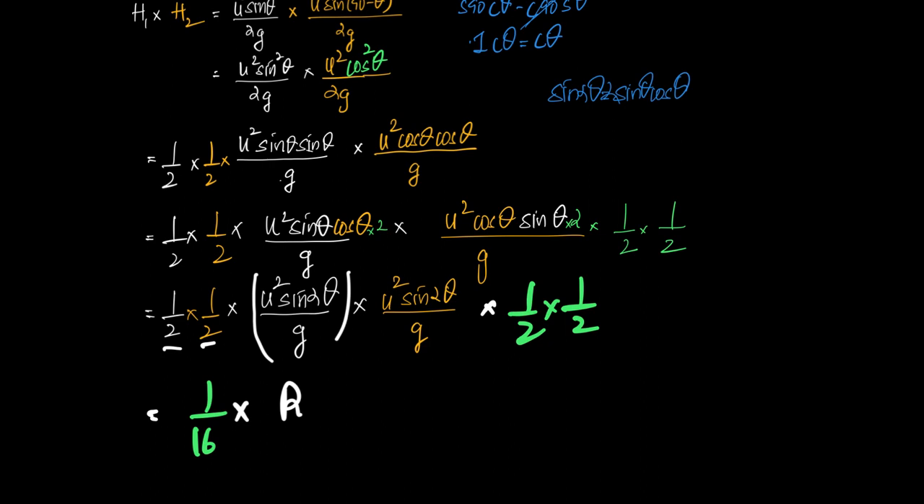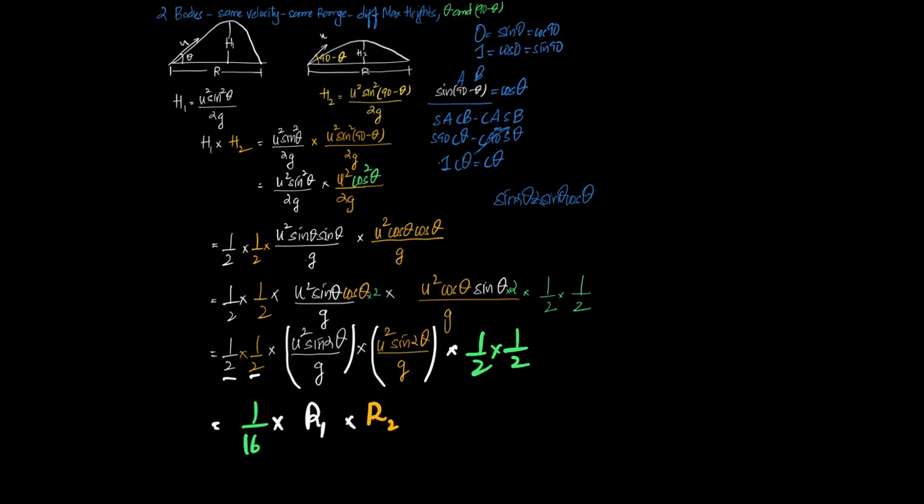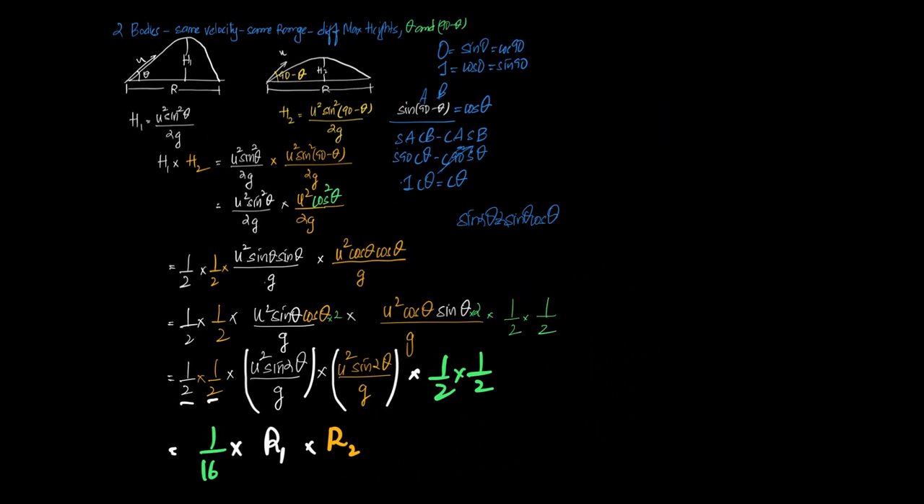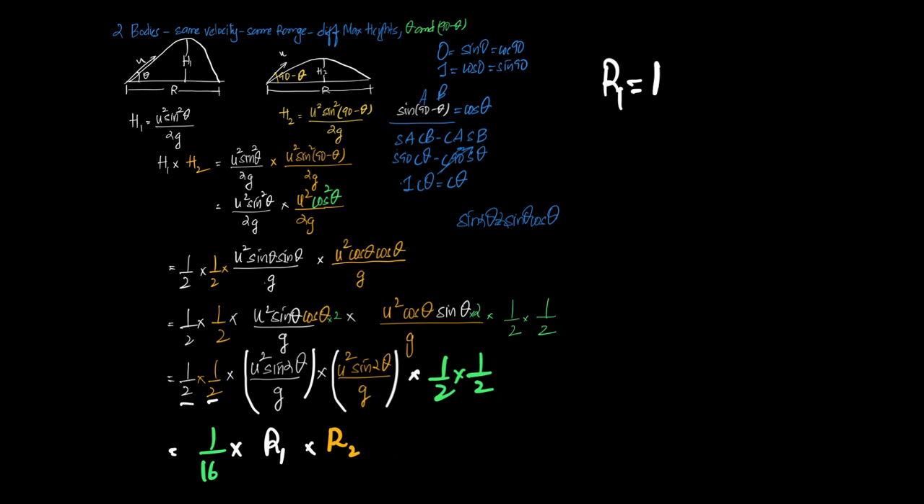What is u square sine 2 theta by g? It is r, right? It is r. Basically, it is r2 and r1, but we know from the explanation that both the ranges are equal. So r1 is equal to r2, right? So this reduces to 1 by 16 r into r, which is equal to 1 by 16 into r square.